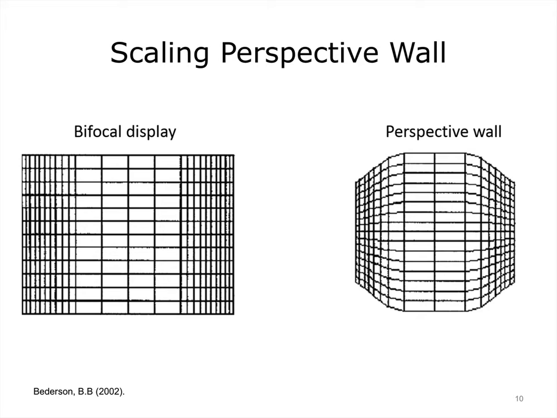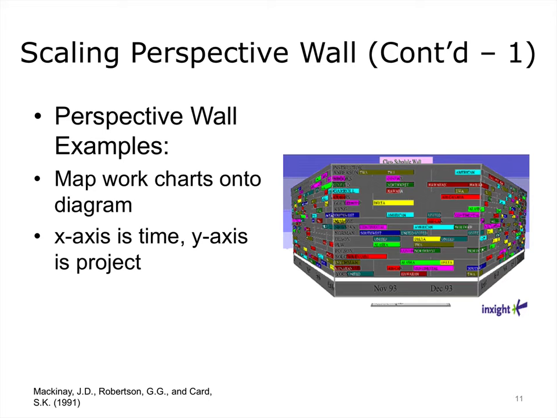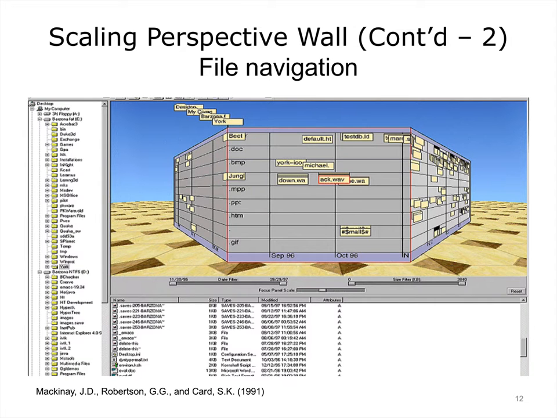Perspective wall uses a variation on the same idea. It uses a real three-dimensional perspective to distort areas outside of focal view. Here is an example of how a perspective wall could be used to show a large diagram on one screen. It could also be used for file navigation.